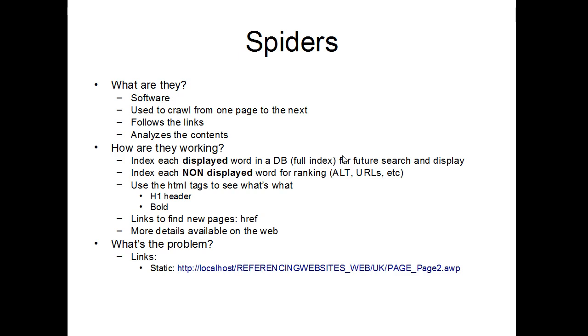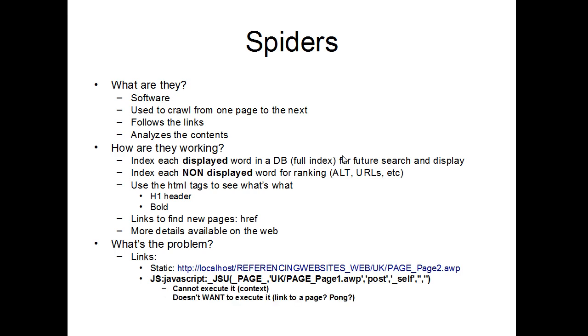And then you have this type of link, and that, as you can see, is a JavaScript link going somewhere and doing something. Now the problem is that this is not a link that a spider can execute. It doesn't have the context to execute something like that. Furthermore, it doesn't want to execute it. Is that a link to a page, or is it a link that starts to play Pong? Because if it's playing Pong, that's not what the server wants. That's not what the search engine wants. So it doesn't have any way to know that it is a link doing this or that or the other, so it cannot use it.